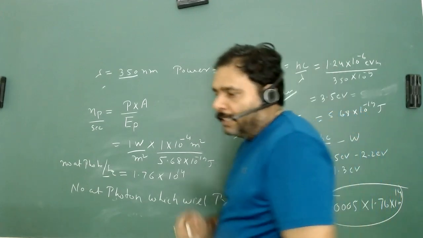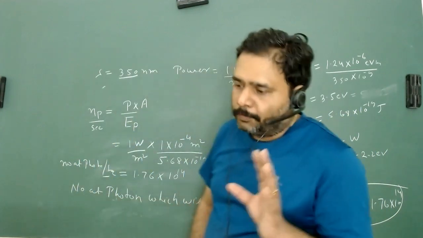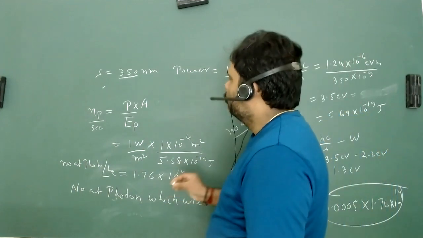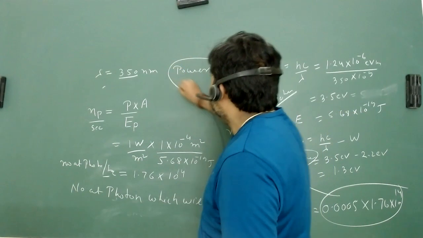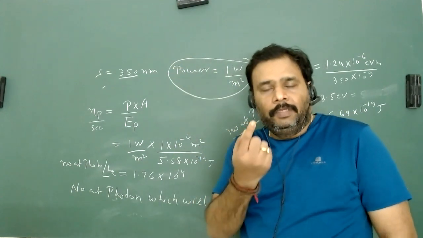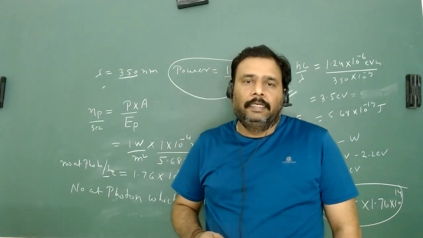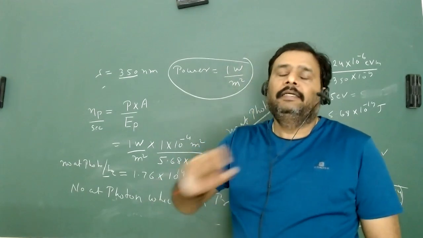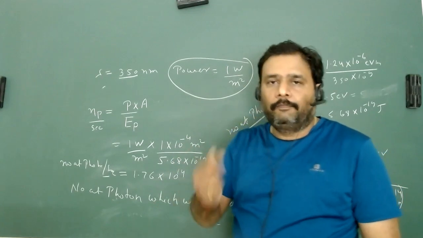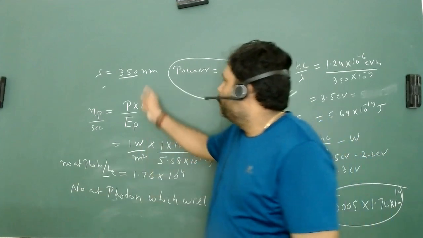It is very important to see what we have to learn from this particular problem. First, we have to learn how power is related to number. If we can find the energy of one photon, then we can easily find how many photons are coming from the whole beam. And this is the power of the beam.